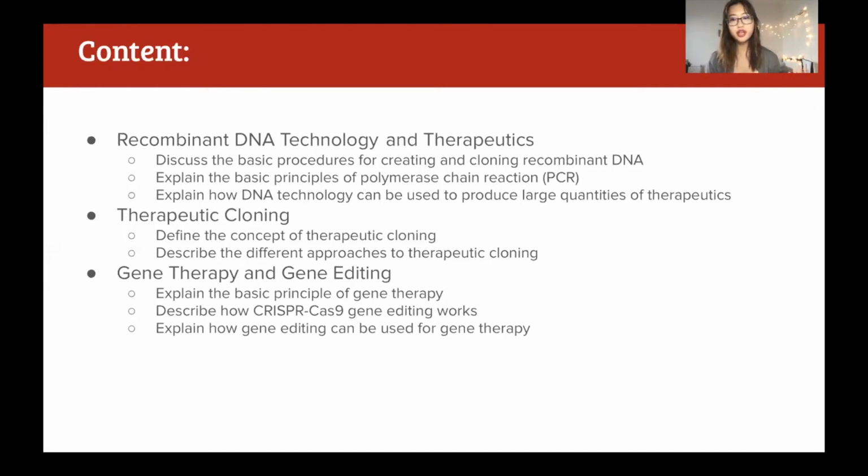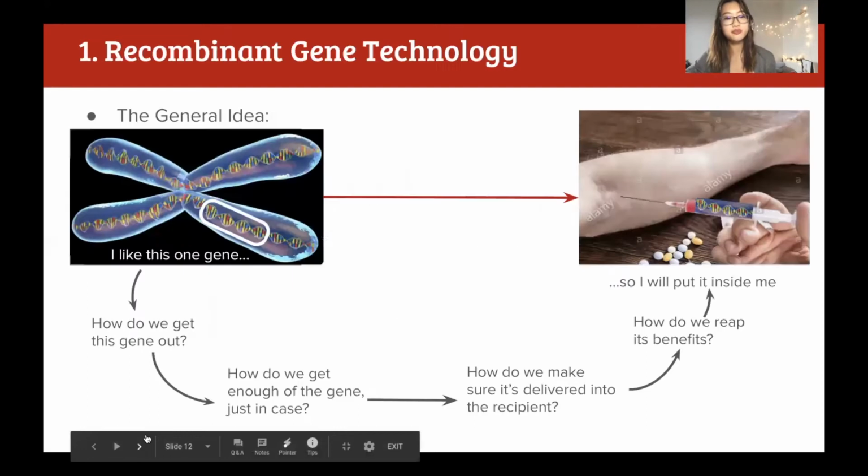Gene therapy, therefore, is our last topic, and I'm going to explain the basic principles of gene therapy, how CRISPR-Cas9 gene editing works, and explain how gene editing can be used for gene therapy. So without further ado, let's get into recombinant DNA technology.